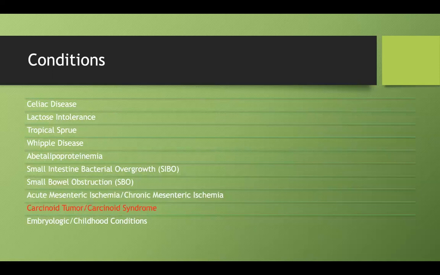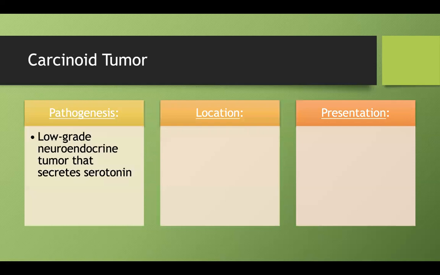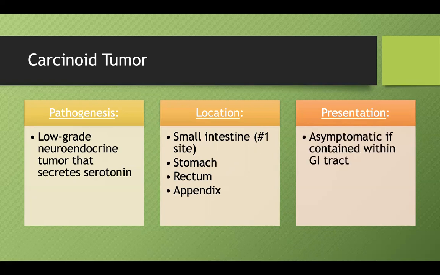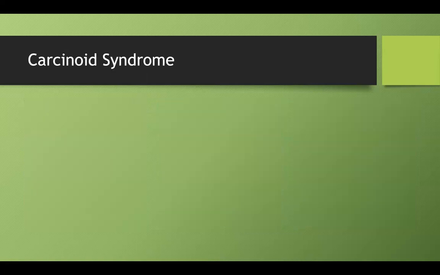The last thing we'll talk about for adult conditions is the carcinoid tumor and carcinoid syndrome. So the carcinoid tumor is a type of tumor that secretes serotonin. It's usually located in the small intestine. It could also be located in the stomach, the rectum, or the appendix. And how this presents, the tough thing about carcinoid tumors is that they're going to be asymptomatic if they're just within their GI tract, but if they've spread somewhere else, they can get something called carcinoid syndrome. So let's talk about what carcinoid syndrome looks like.